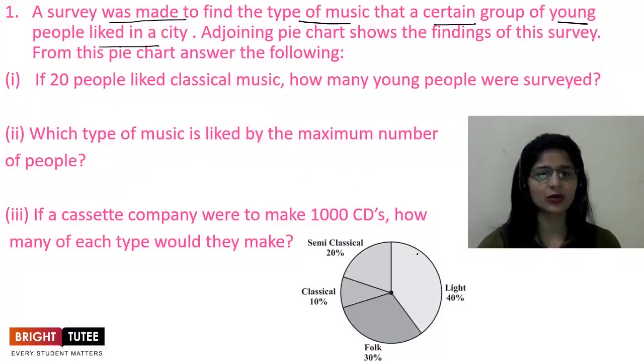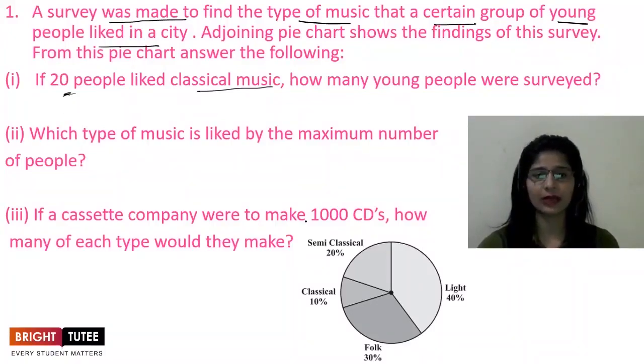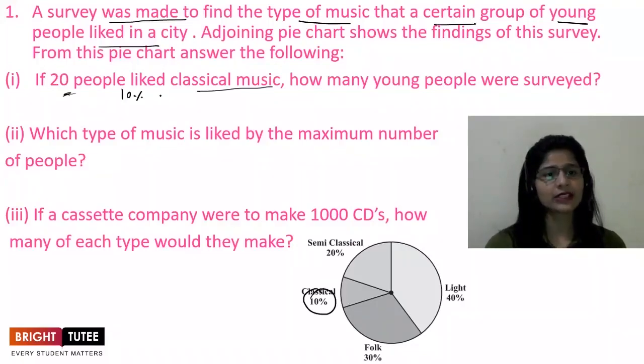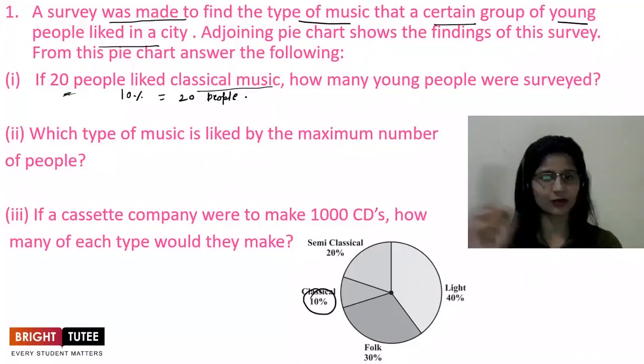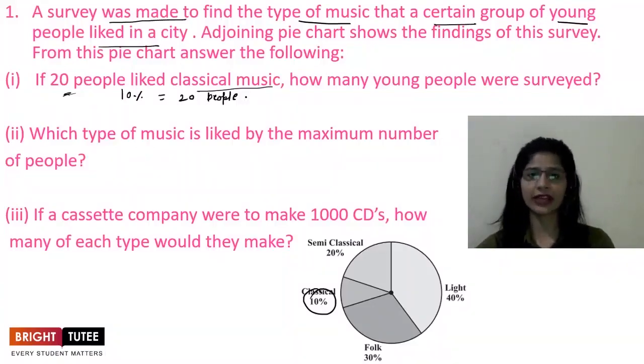From this pie chart we have to just read the pie graph, I say the circle graph or the pie chart. So the first question is, if only 20 people liked classical music, how many young people were surveyed? What we are given is that 20 people like classical music. For classical music, what is the percentage? 10%. So we know that 10% is equal to 20 people. This is clear from the statement of the question. So we have to find out the total.